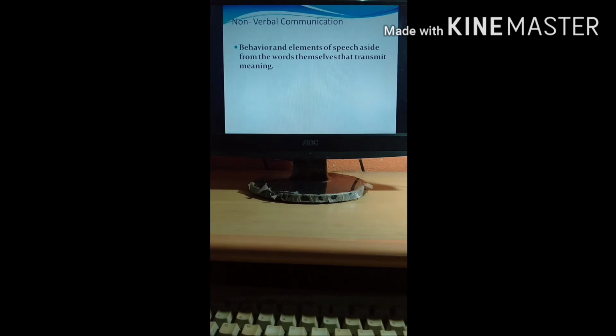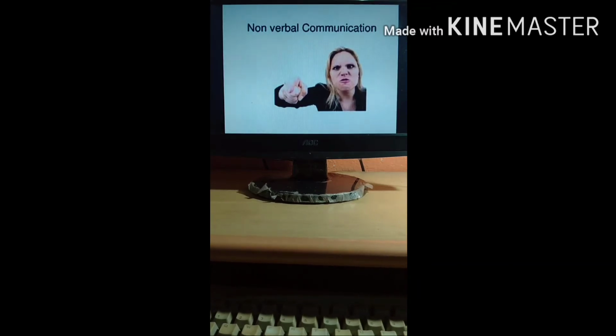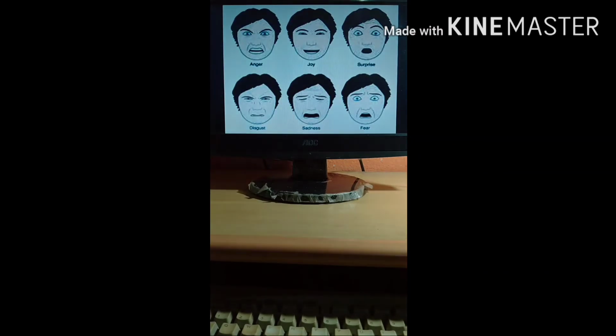Suppose you are angry. Now look at this slide. Here you can see a lady is trying to show a posture which shows that she is angry. So that anger is a show of communication, and that communication is called non-verbal communication. Moving to the next slide. Here you can see the different postures in this slide. Here anger, joy, surprise, disgust, sadness and fear expressions are given.